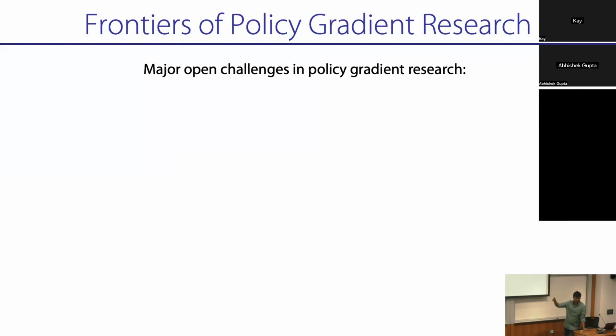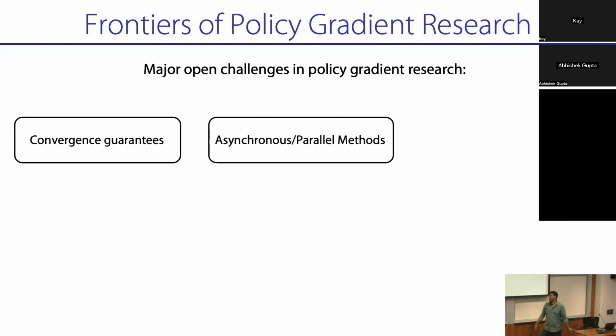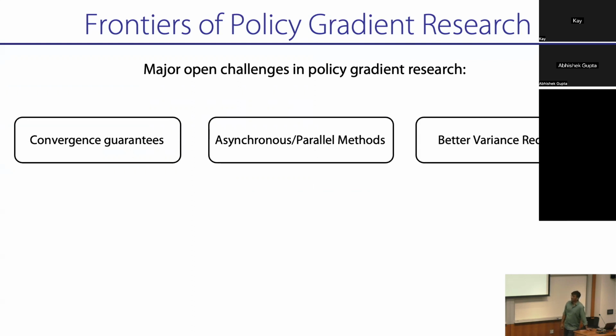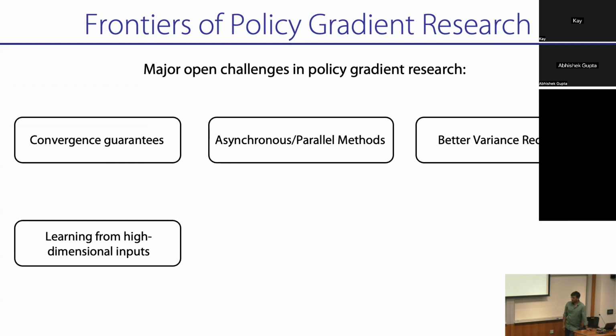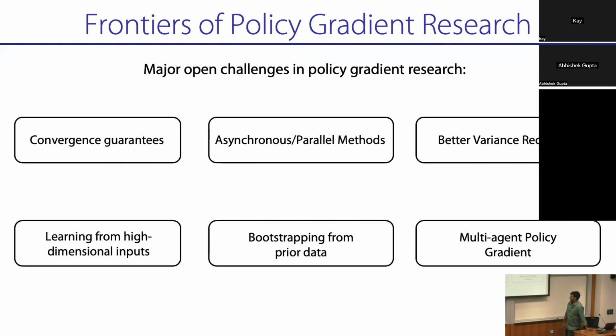You can go over the slides later. There's some papers that you might find interesting. But I just wanted to give a high-level overview of the directions I think are interesting to do research on in this space. So I think convergence guarantees, better infrastructure for asynchronous parallel methods, better methods for variance reduction, learning from high-dimensional inputs like images or point clouds, bootstrapping from prior data, and trying to do multi-agent things, right? Those are like 6 directions I think are interesting, and we'll go over them briefly. But I recommend going through the slides for more detailed references and so on if you're interested.